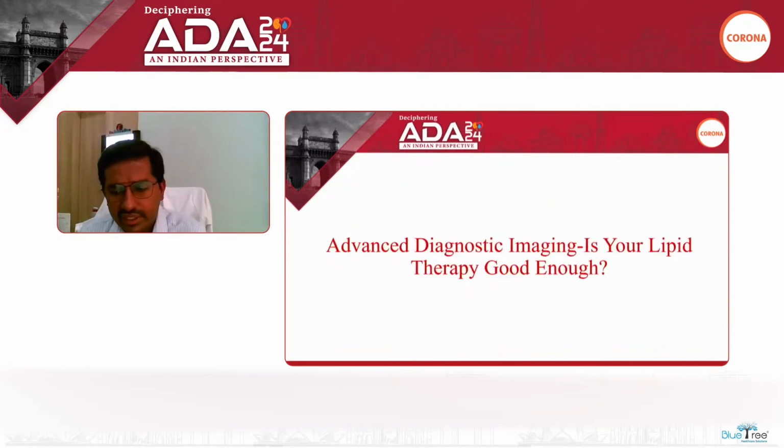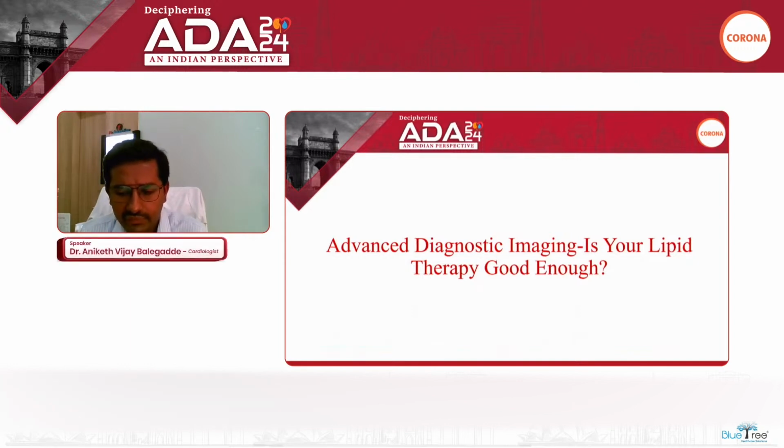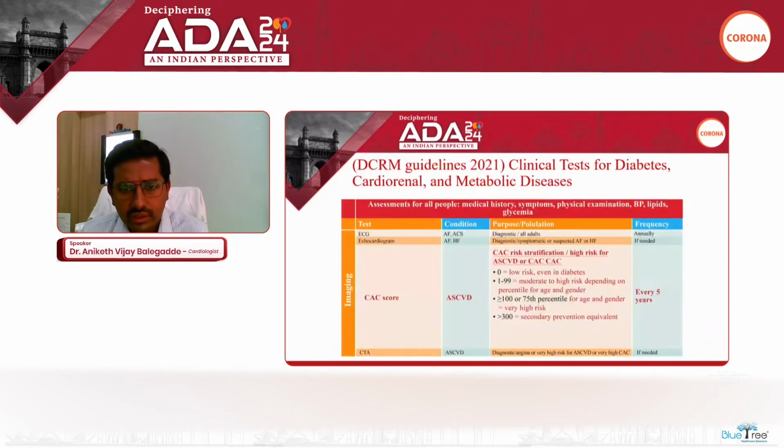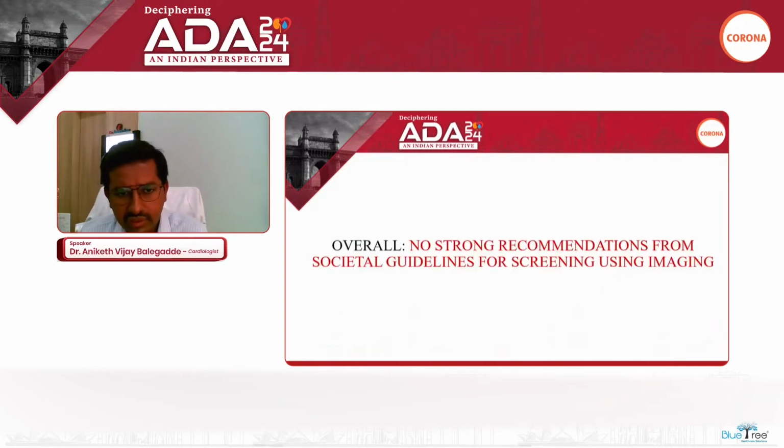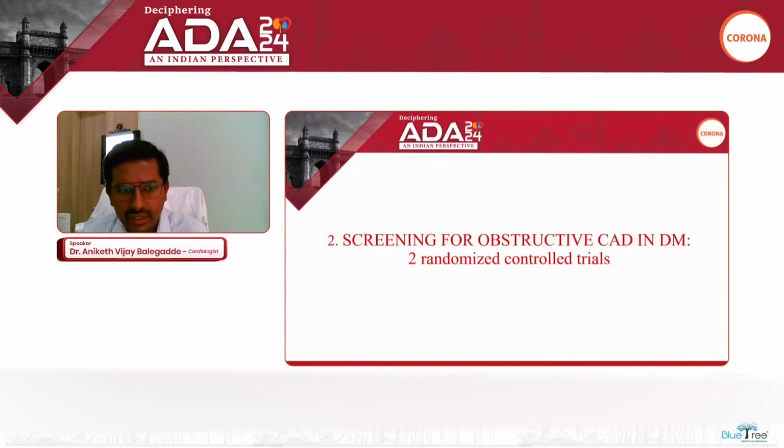So now coming into the other topics, what are the advanced diagnostic imaging methods? Is your lipid therapy good enough? So do we have any imaging modalities that help us to clearly evaluate the risk assessment for ASCVD? So going by all the guidelines, I'm just brushing through because I would like to comment more on the other things. Overall, all the societies have recommended that there is no strong recommendation from any societal guidelines for screening using any imaging. So we do not have a typical imaging pattern to assess the ASCVD risk in this diabetic subset of patients. But we have other methodologies.